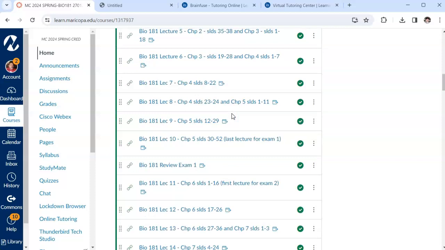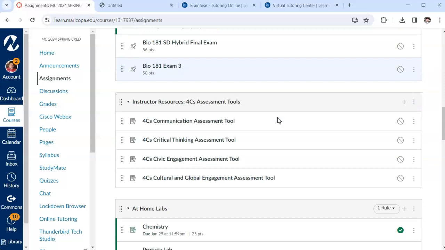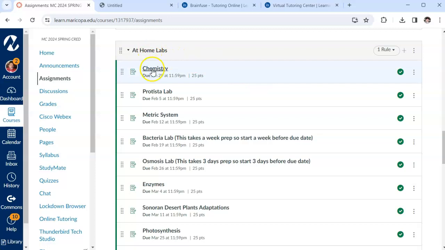All right, so we'll go back to assignments. So there's all your quizzes. That's just my instructor things. So you're going to have labs. At-home labs, like I said, you're going to have to order a kit. Some of the labs require ordinary household items like hydrogen peroxide, modeling clay, Play-Doh, Cheerios.